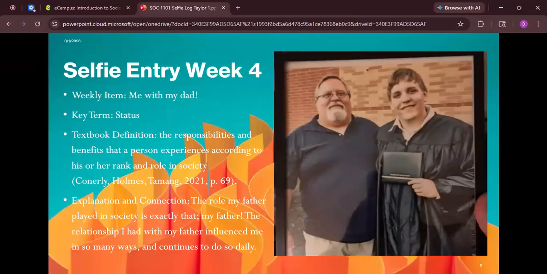Week four, picture of me and my pops. Key term, status, the responsibilities and benefits that a person experiences according to his or her rank and role in society. The role that my father played in society is exactly that, the role of my father. The relationship I had with my father influenced me in so many ways and continues to do so daily. I also believe week four was supposed to be the week that we picked someone that socialized us. And my father socialized me, I guess, in many ways. I learned so much from him and how he interacted with the world. I just picked up a lot from my dad. So, yeah.